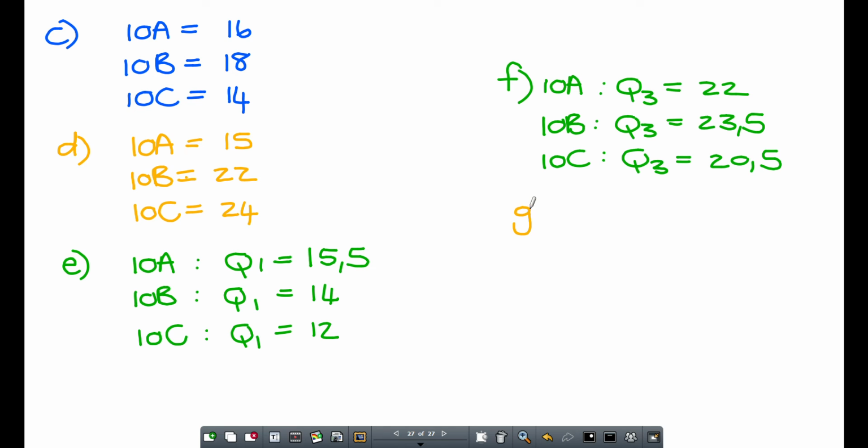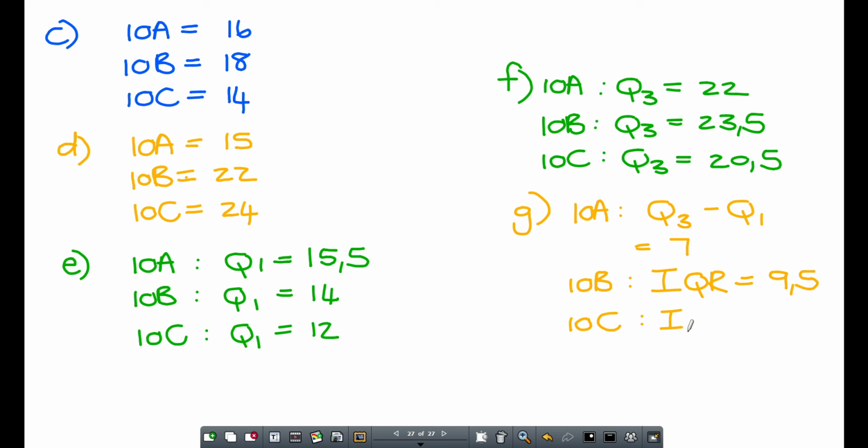Okay, dan G. At G, they're asking me to get the interquartile range for each class. Okay, interkwartiel variasiewyte. Now remember, I've got to take Q3 minus Q1. Nee? Okay, en dit gaan vir my gee 7. By 10B, interquartile range would be 9,5. And by 10C, interkwartiel variasiewyte gaan wees, is dit 8,5, nee?